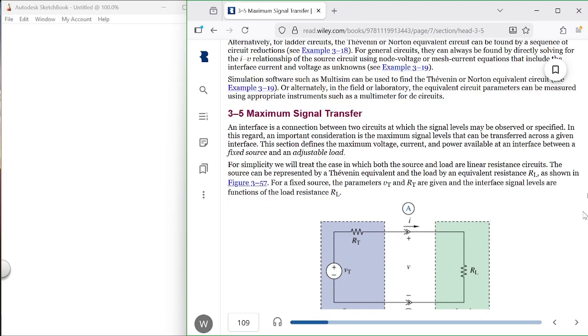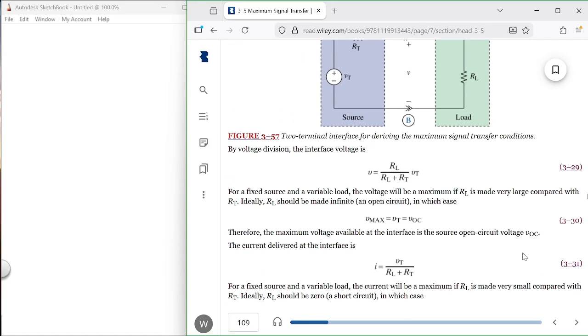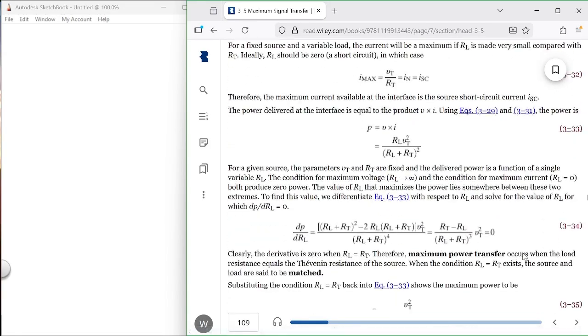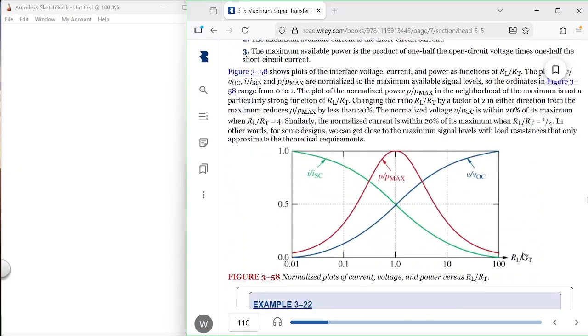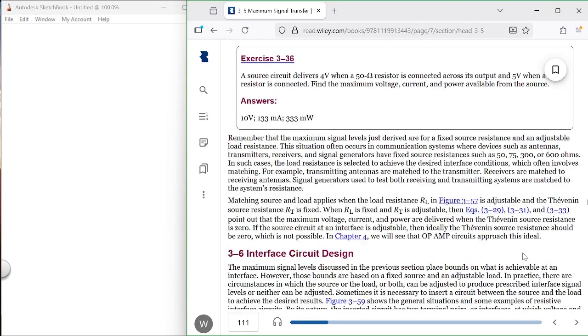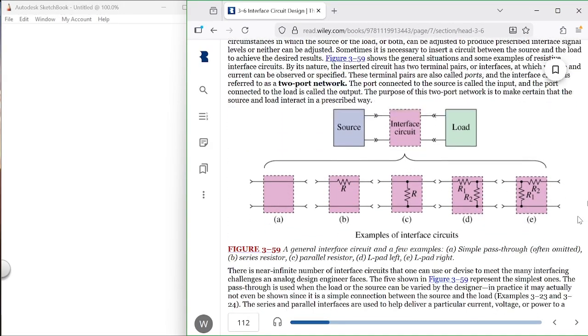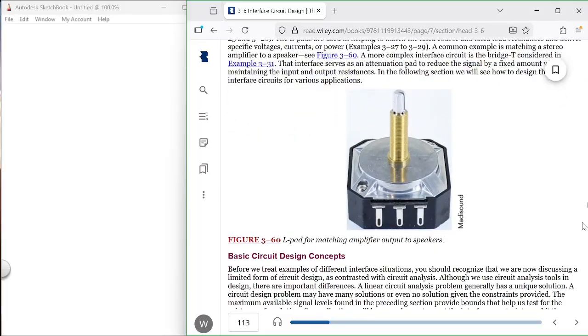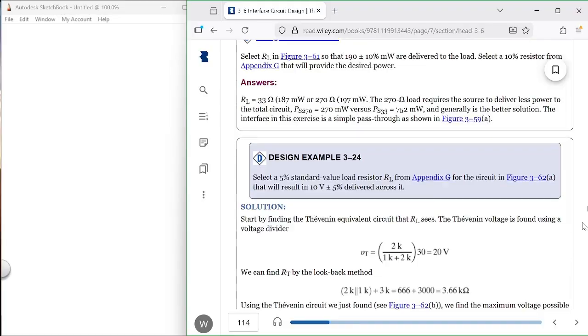Maximum signal transfer: when RL is equal to RT, you get the maximum power out. Everybody remember that, right? Any questions about that? It also talks about interface circuit design, and I'm going to go through that very quickly, and then we get to the problems. So we're going through this rather quickly.